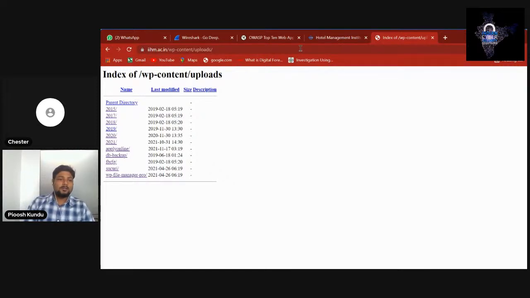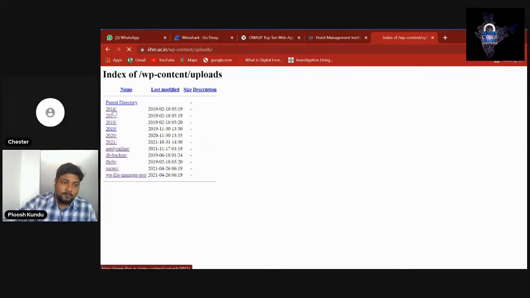There is an uploads folder. You can see the parent data 2015, 17, 18, 19, 20, 21, apply online, database backup, security, and WhatsApp file manager. These are all the folders included in this website, and this website's parent directory is possible. Let's check whether we can move on to the databases or not.